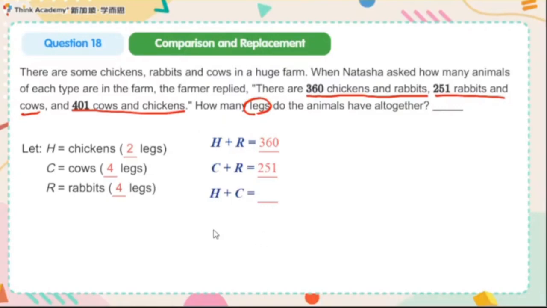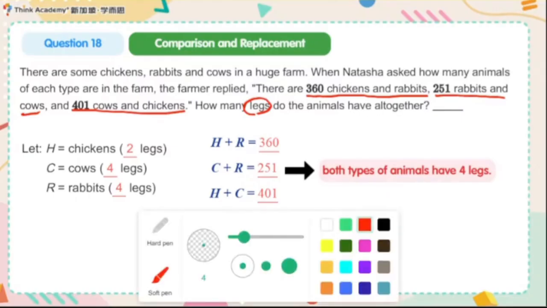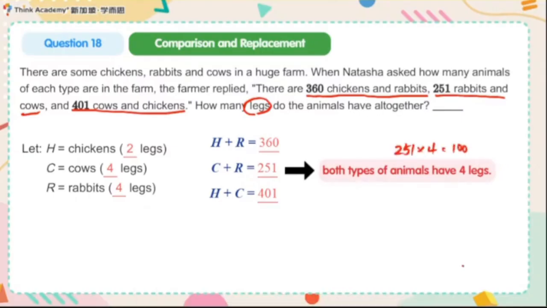Now, you might use your usual method, right? You see, there are 2 chicken copies, 2 cow copies, 2 rabbit copies to solve this problem. But there's actually something special over here. Do you notice that 2 types of animals have 4 legs? Right. So if you know that both cows and rabbits have 4 legs, you don't even need to find out individually how many cows and how many rabbits there are. You can straight away find out there are 1,004 legs coming from our cows and rabbits, right? Okay, from cows and rabbits, I have 1,004 legs altogether.